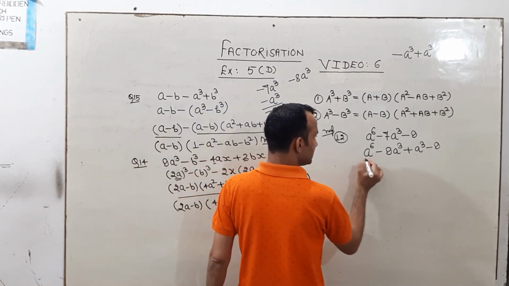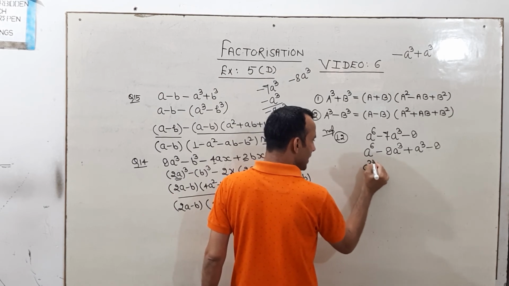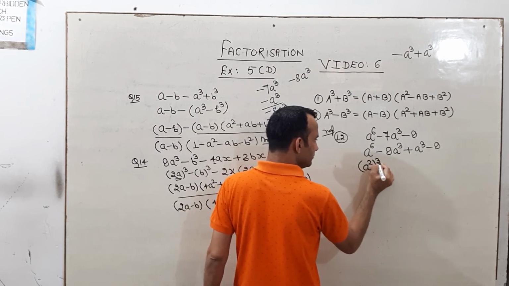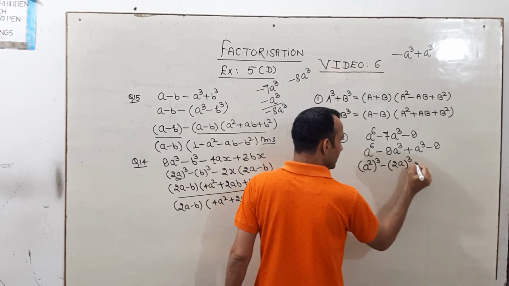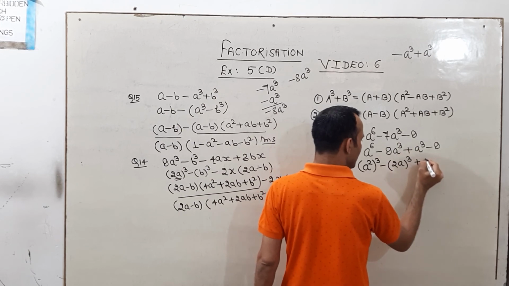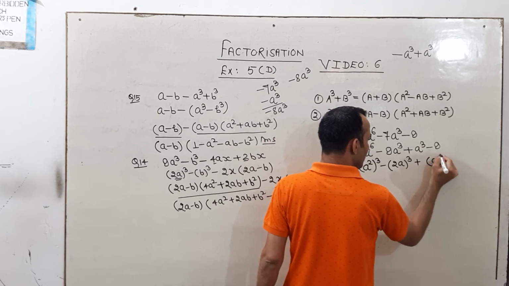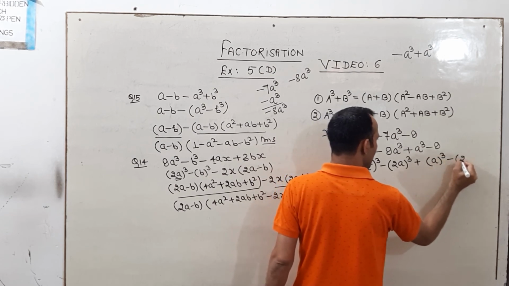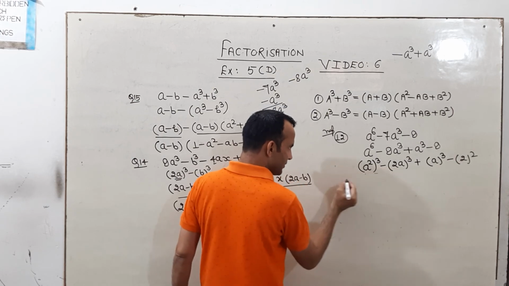Now, this can be written as a square whole cube minus 2a whole cube plus, here we can write cube of a minus cube of 2. Now apply the identity here first.